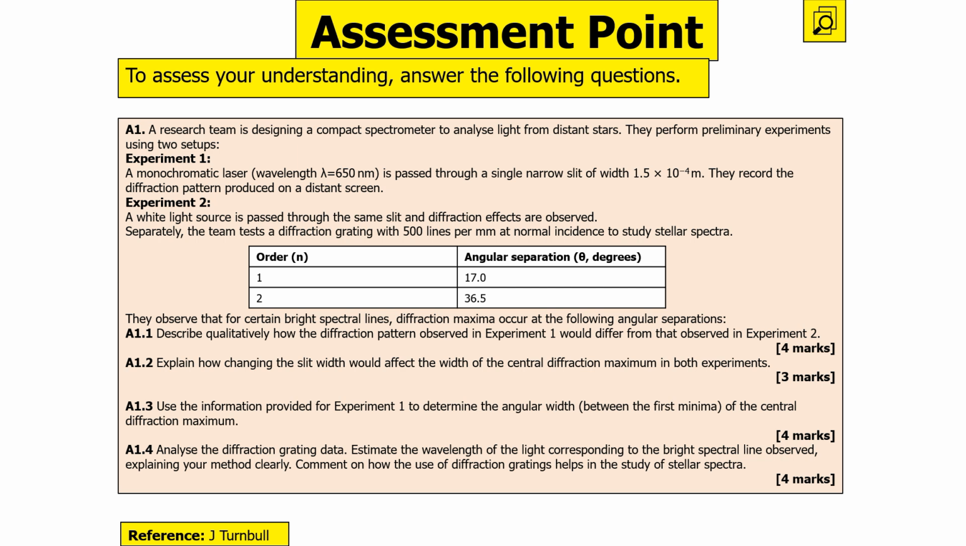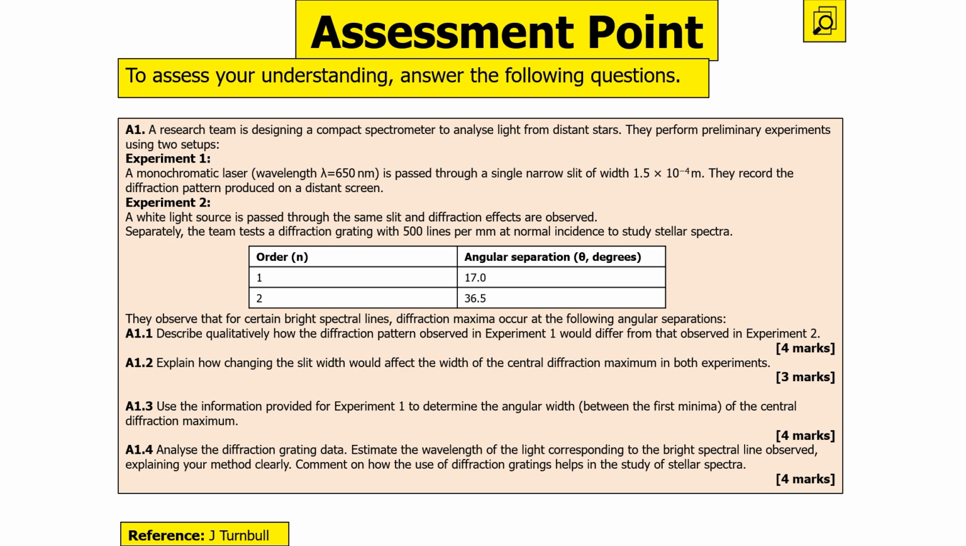A white light source is passed through the same slit in experiment 2 and diffraction effects are observed. Separately, the team tests a diffraction grating with 500 lines per millimeter at normal incidence to study stellar spectra. They observed that for certain bright spectral lines, the diffraction maximum occurred at the following separations. Describe qualitatively how the diffraction pattern observed in experiment 1 would differ from that observed in experiment 2. Explain how changing the slit width would affect the width of the central diffraction maximum in both experiments.